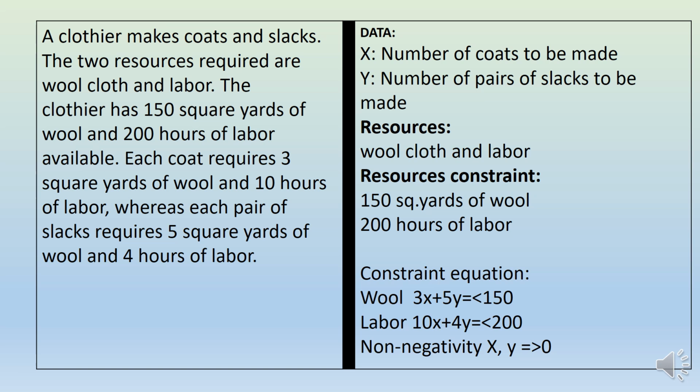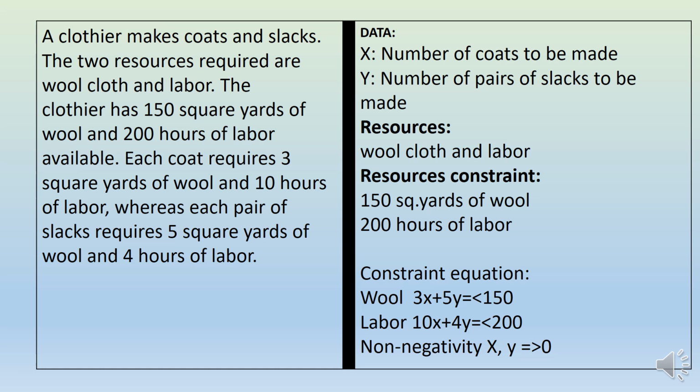At max, each coat requires 3 square yards of wool and 10 hours of labor. So whenever he makes a coat, he requires 3 square yards of wool and 10 hours of labor, whereas each pair of slacks requires 5 square yards of wool and 4 hours of labor.